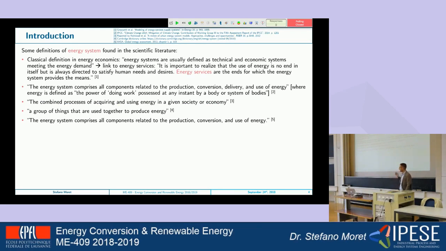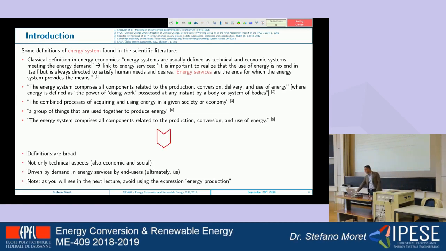So I went to the different sources, and we don't need to check all these definitions in detail, but by reading them, you can see that all of them are relatively broad. For example, the definition in the Cambridge Dictionary of English defines it as a group of things that are used together to produce energy. So this is not a very clear definition of what an energy system is. But there are some common items.